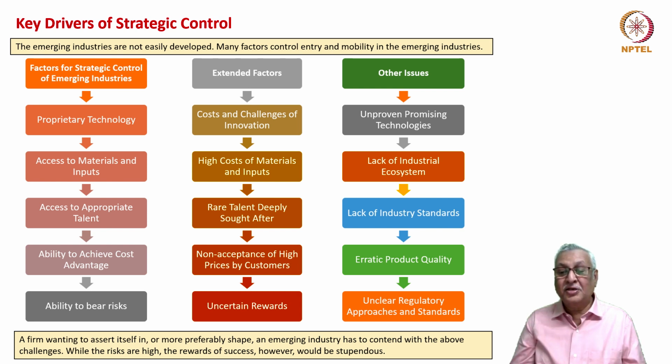There are unclear regulatory approaches and standards because the governments are also struggling as to how to regulate new products, and the industry, of course, being a disparate conglomeration of innovative companies, is yet to come to grips with standardization. A firm wanting to assert itself in, or more preferably shape, an emerging industry has to contend with the above challenges. While the risks are high, the rewards of success, however, would be stupendous. The company itself could become the industry.